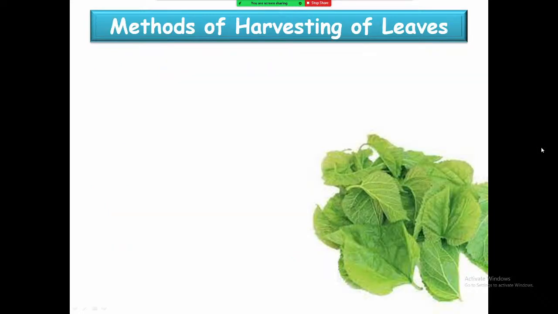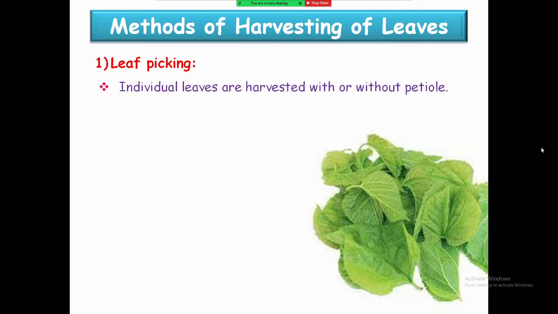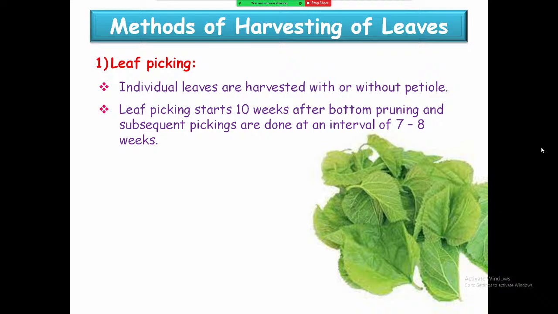Then the methods of leaf harvesting. We can harvest the leaves and give them for feeding. Here three methods are used. The first one is the leaf picking method. Here we pick the leaves with or without petioles. Individual leaves are picked from the mulberry plants with or without petioles, and this leaf picking starts 10 weeks after bottom pruning.